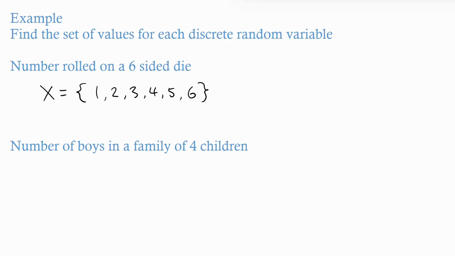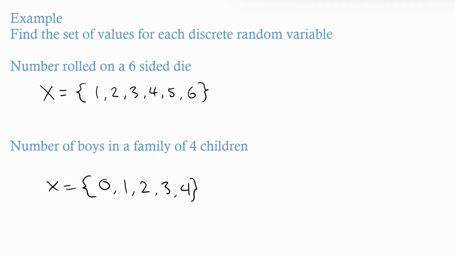Now, if we look at the next one, the number of boys in a family of 4 children. Again, X equals. Now, here's where it differs. How many boys can you have? You could have a family that has 0 boys. So there you go, 0. You could get a family that has 1 boy and 3 girls. So 1 boy, 2 boys, 3 boys, 4 boys.